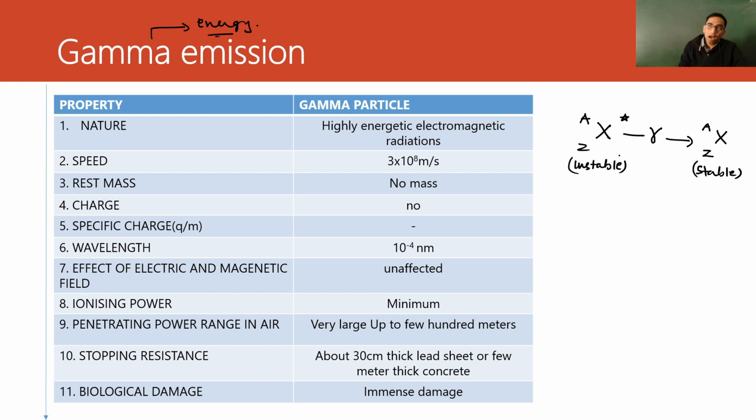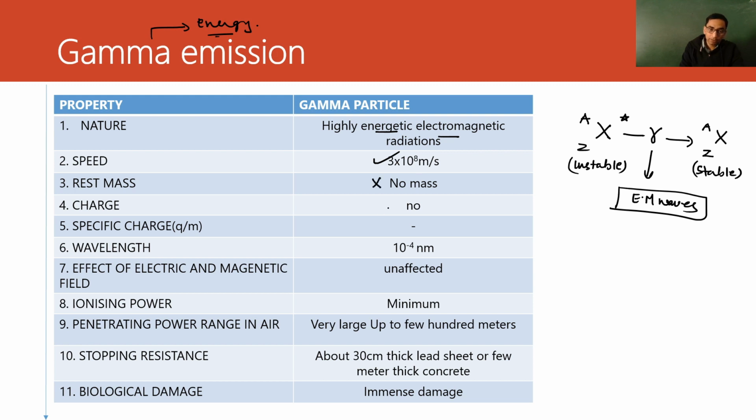This is comparatively more stable by losing a certain amount of energy. So after losing energy, this nucleus would come into the ground state. There would be no change in the atomic number or the mass number, because simply energy is lost, and no change in the protons and neutrons is found. So whenever there is a release of gamma radiation, the atomic number and the mass number remain the same. The nature is highly energetic radiations. Basically, these are electromagnetic radiations, EM waves, with very short wavelength. Speed is the same as the speed of light, 3 into 10 raised to 8.